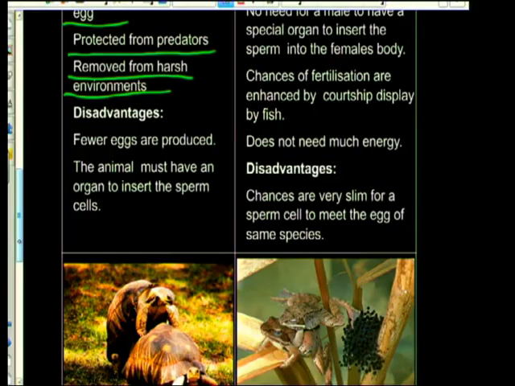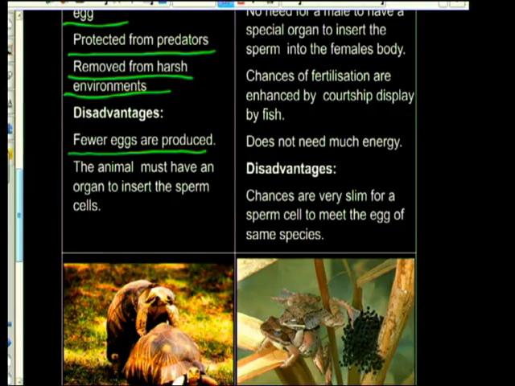The disadvantage is that because fertilization is taking place inside the body, the embryo will develop inside the body, and the female cannot bear so many embryos at the same time. So fewer eggs are produced. But you notice that the advantage and the disadvantage on this side offset each other. Fewer eggs are produced on the one end as a disadvantage. But at the same time, the eggs are protected inside the body, so there's a greater chance of that egg reaching the stage of hatching or being born and developing. So there's a bit of a trade-off there.